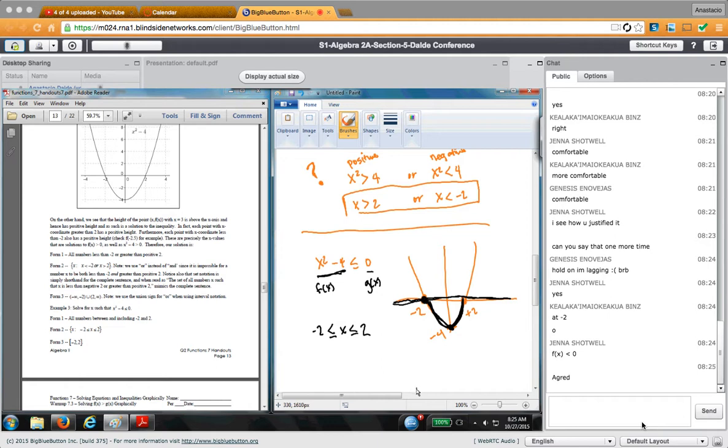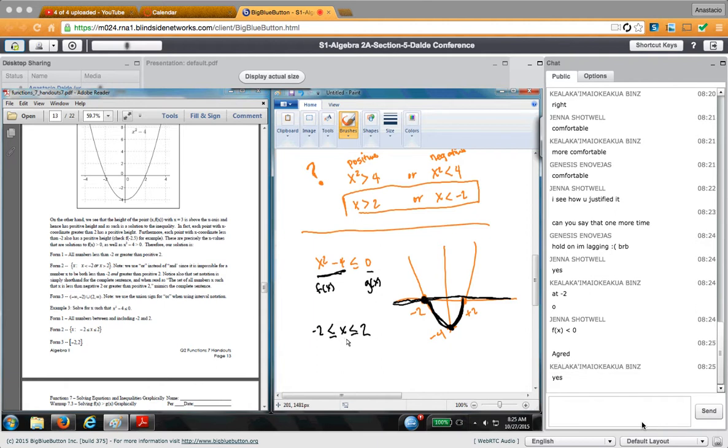So one way to write that is to say, well, negative 2 is less than or equal to x, which is less than or equal to 2, or x is between negative 2 and 2. I think the easier way to write it in interval notation is to say it's between negative 2, comma 2. And instead of putting parentheses, I put brackets.